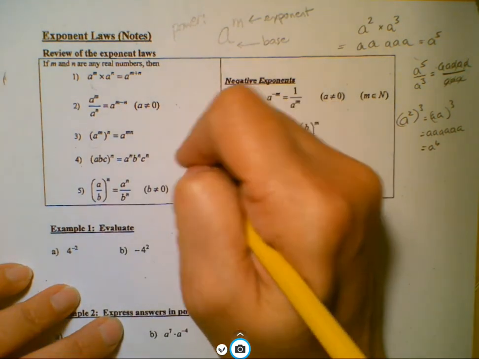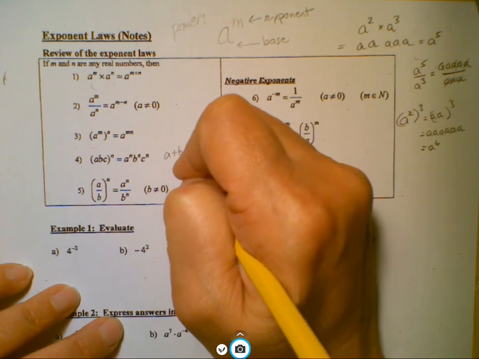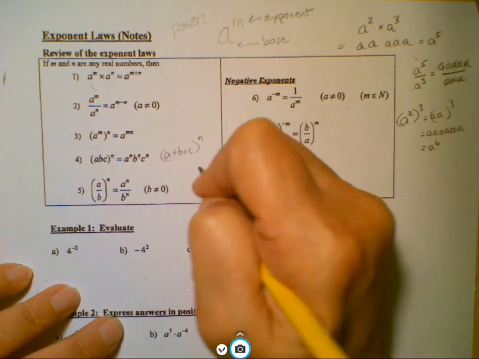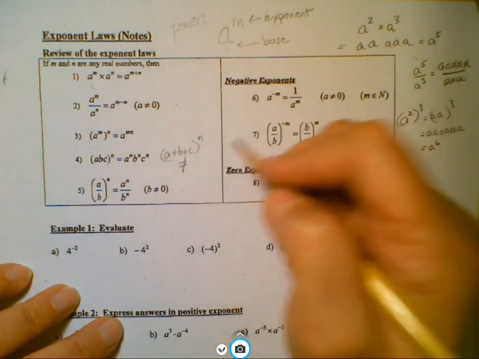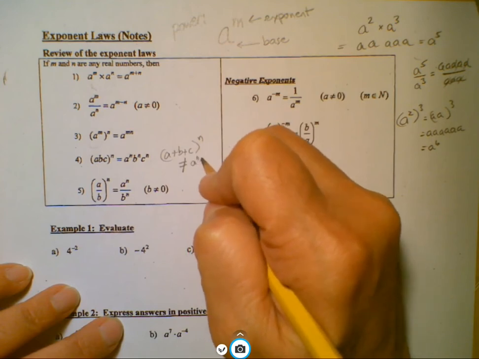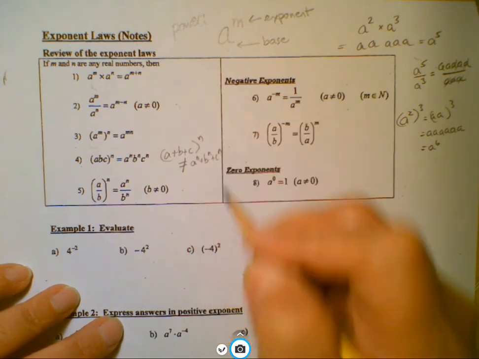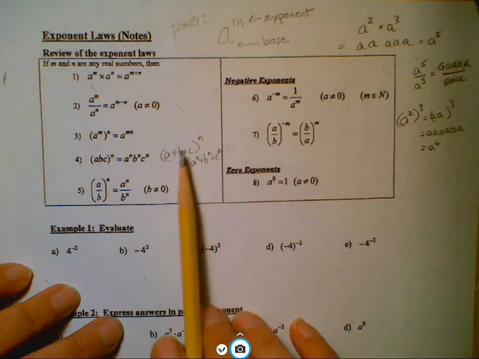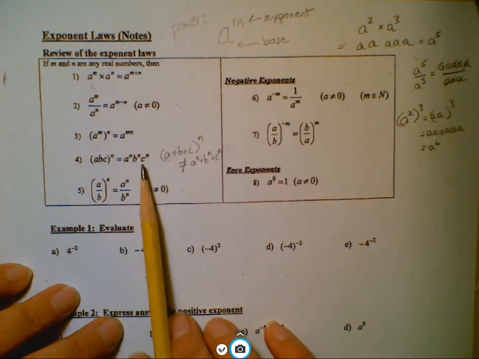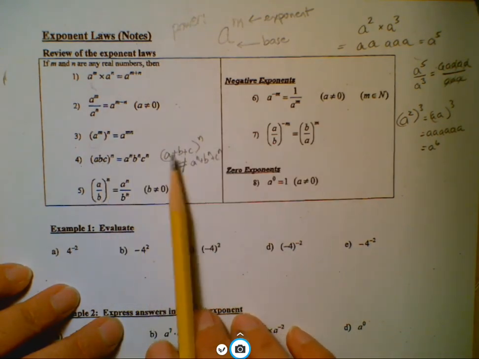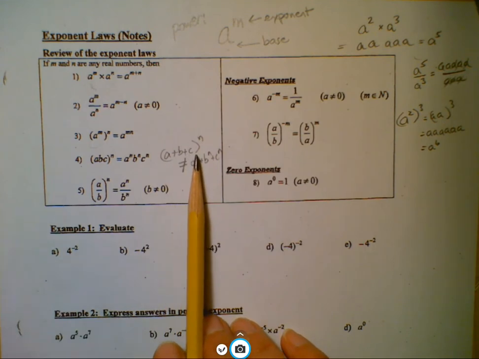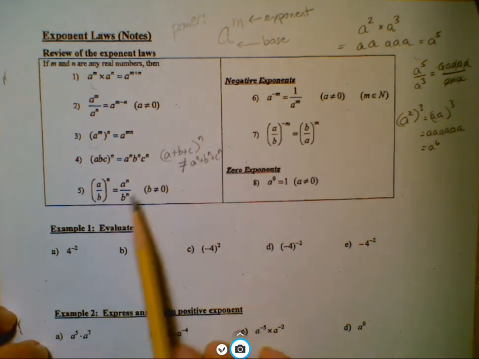Please note that is not the same as a plus b plus c to the exponent n. That's not the same thing. Okay, that is not a to the n plus b to the n plus c to the n. It does not work for addition. It only works for multiplication. Okay, and we've seen this because you would have to expand this n times, multiply by itself n times. It's not the same thing.